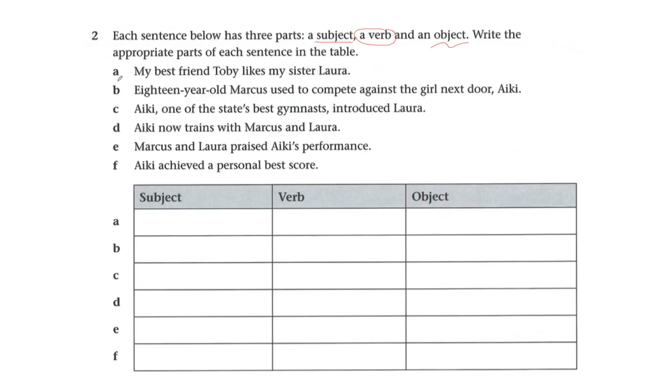So you should be able to fit this in quite easily. Let's look at our first sentence here, A. My best friend Toby likes my sister Laura. So what we want to do is find the subject, verb, and object. So the verb is likes. It might be easier to identify that so you can perform the next step pretty easily. So then in our subject section, we write my best friend Toby, because we know that that is the subject of the sentence. We already know that likes is the verb in the sentence, and the object in this case is my sister Laura. So it's that simple.